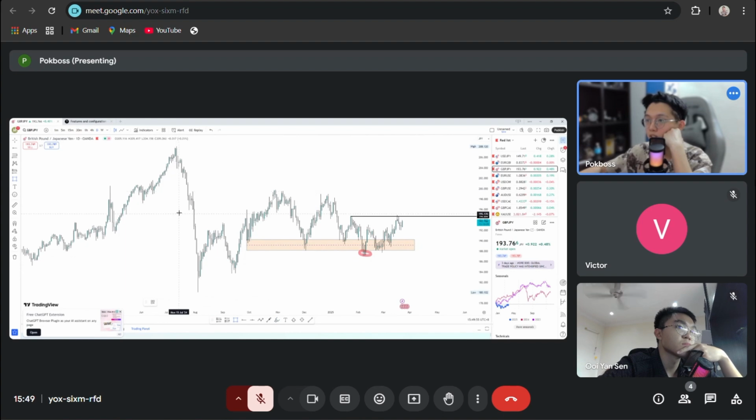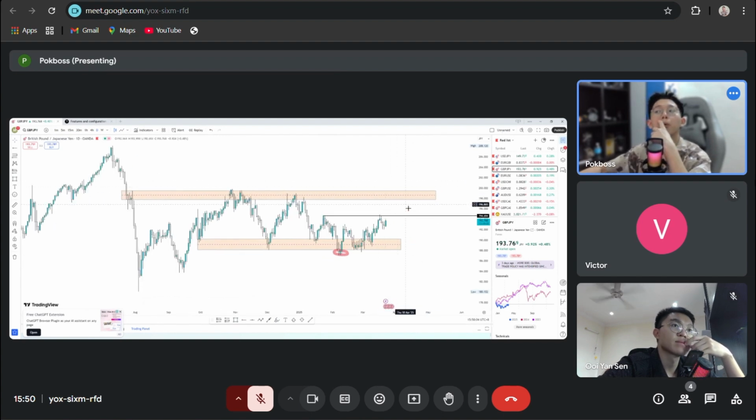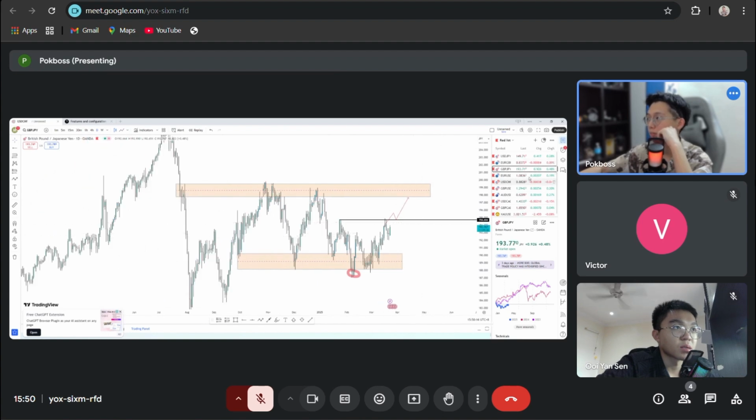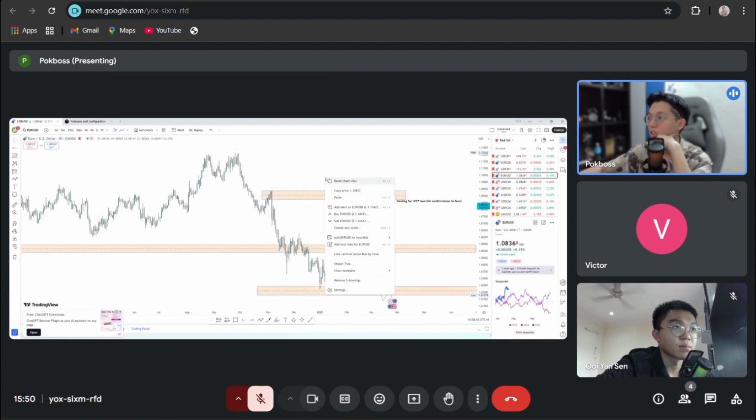And don't miss that here is still a resistance zone. So let's see if price will break out and retest this level or not, and if there is any trading opportunity here or not. For now, just wait. EUR USD.